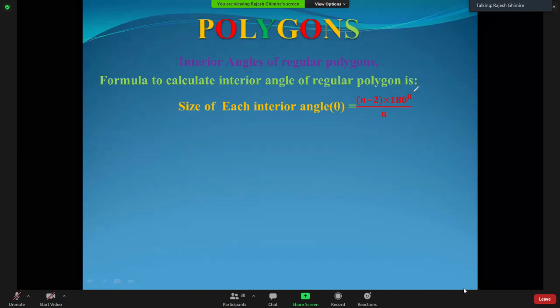Look here. This is the formula to calculate the size of each interior angle: (n minus 2) multiplied by 180 degrees, divided by n. This is the formula to calculate the size of each interior angle of a regular polygon. Look here. What is the meaning of n here?